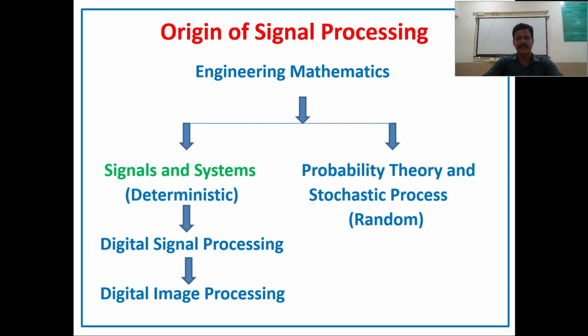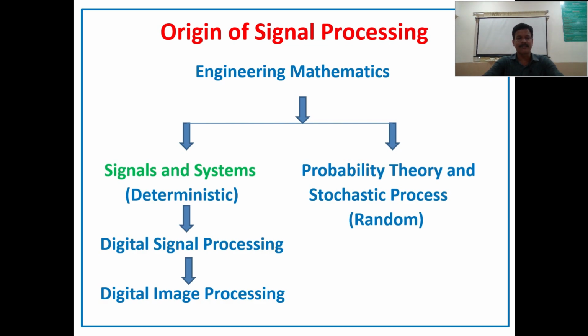Coming to the origin of signal processing, basically it came from engineering mathematics. Coming to signals and systems, there is one important classification of signals, that is deterministic and random. If the signal is deterministic, it is represented properly with a mathematical equation that leads to one subject, that is signals and systems. On the other hand, random signals cannot be represented with mathematical equations because of uncertainty. So we go for a probabilistic way that leads to another subject, probability theory and stochastic process. So signals and systems and probability theory are two parallel subjects that students are going to study.